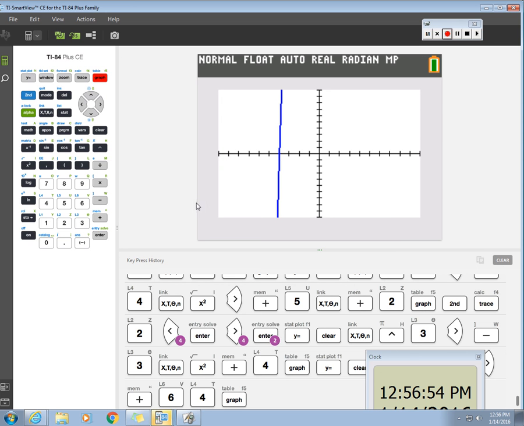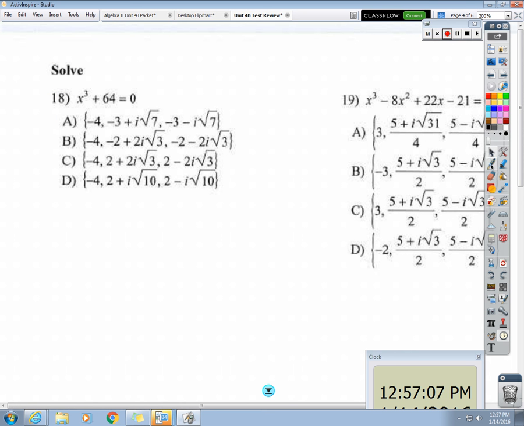Now, it's cubed, so we know it has how many solutions? But we only see one solution, and where is that one solution located? -4. So if we know that it has to have 3 solutions, and we know that one of the 3 is -4, what does that tell you about the other 2? The other 2 are imaginary. Now, knowing that the one real one is -4 doesn't really help you eliminate any answers because they all say -4. So what is the process to find the 2 imaginary solutions?